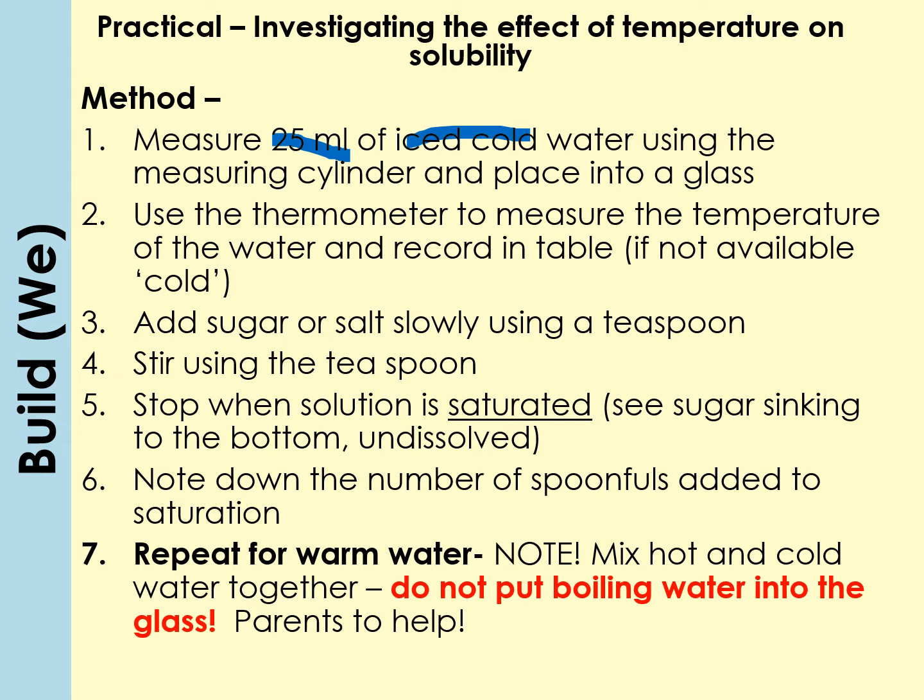Very slowly using a teaspoon, and you're going to stir in between each teaspoon. So you add a teaspoon, stir, add a teaspoon, stir. You're going to stop adding when your solution becomes, our key word today, saturated. So when you start seeing sugar sinking at the bottom. And into your table, you're going to note down how many spoonfuls of sugar did you add until saturation.